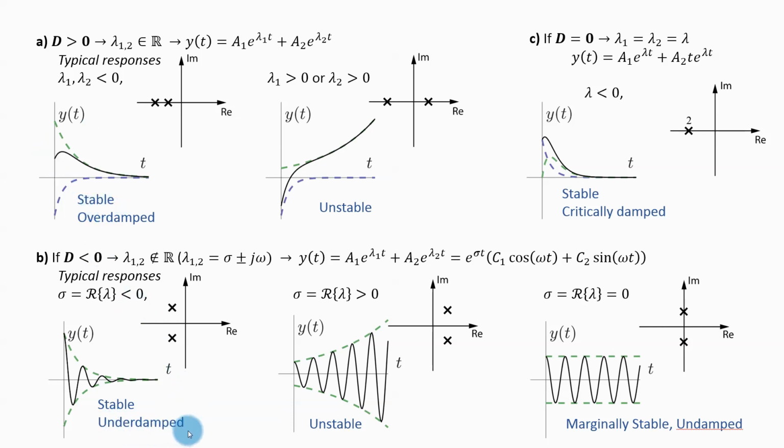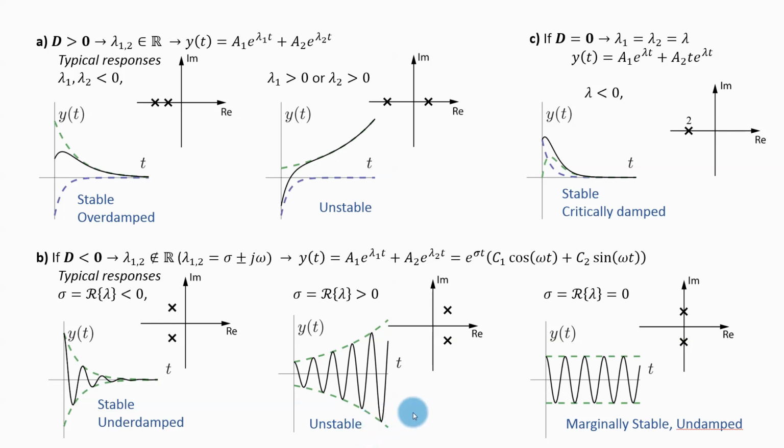This type of behavior we call stable, as in this case, but to distinguish it from this case we call it underdamped. Now if the real part of your roots is positive, this exponential will be increasing and you will get a behavior like this one. Here the system will not stabilize, therefore we call this behavior unstable.